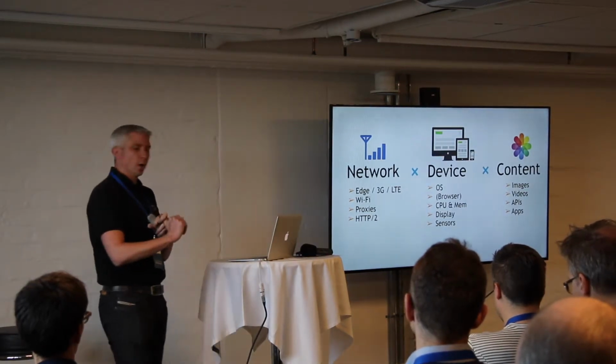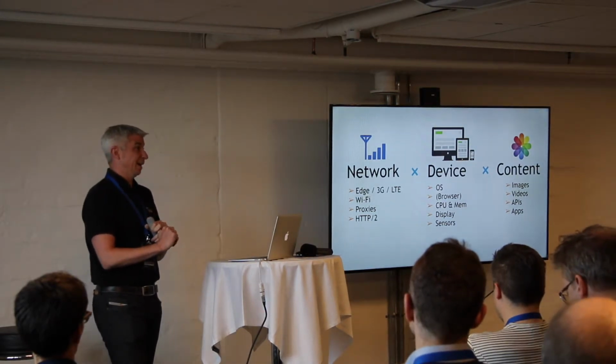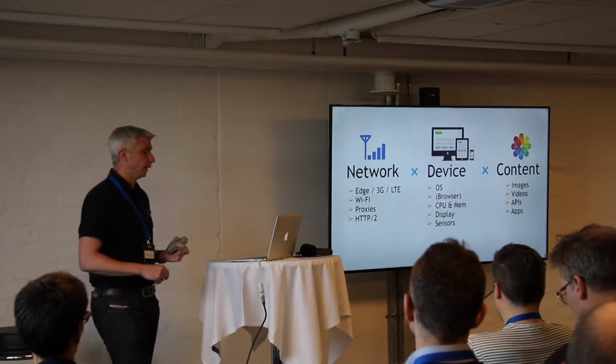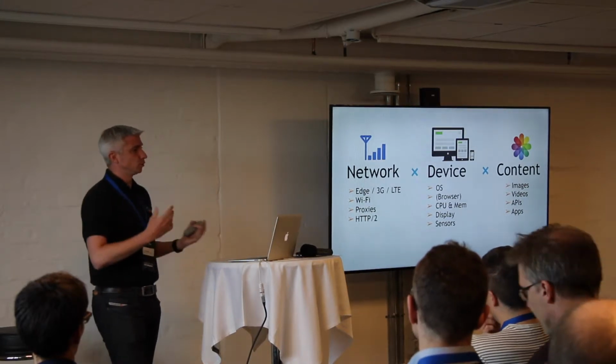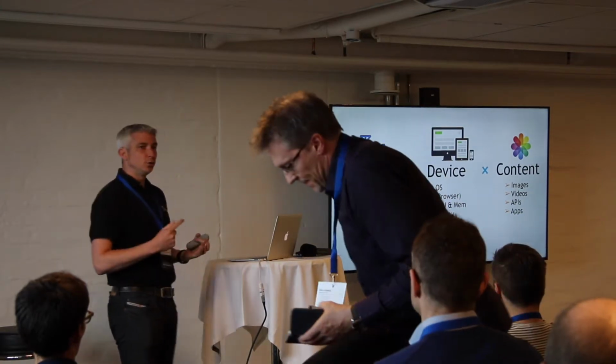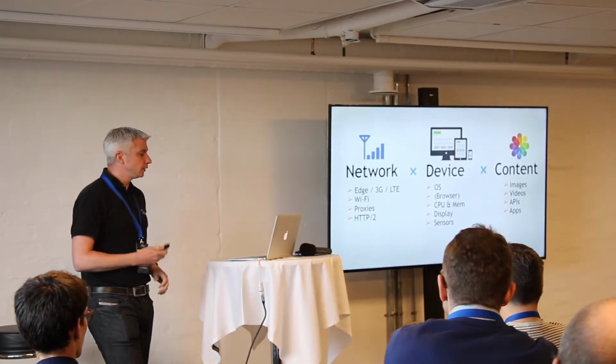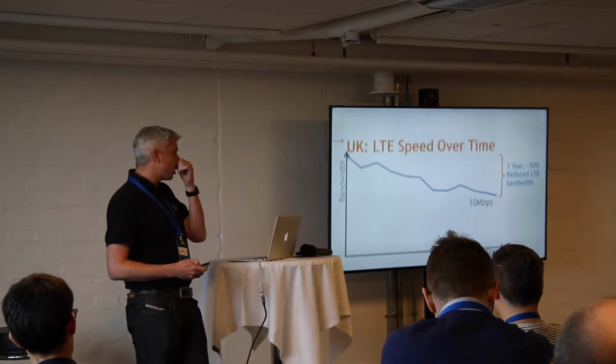The first one is the network, and I think someone talked about this morning that sometimes the network's a little bit out of your control. There's not a lot you can do about it. But there are some things you can do to try and get around it. The device: what can you optimize for the device? And then thirdly, the content. So let's dig in a little bit to some of these. Let's start with the network.